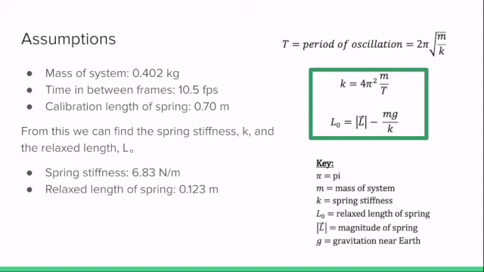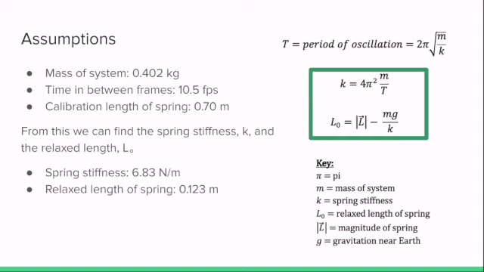Now, there are a few assumptions we're going to make throughout this experiment. First, the mass of the system will be 0.402 kilograms, and the time in between frames will be 10.5 frames per second. Additionally, the calibration length of the spring is 0.7 meters.